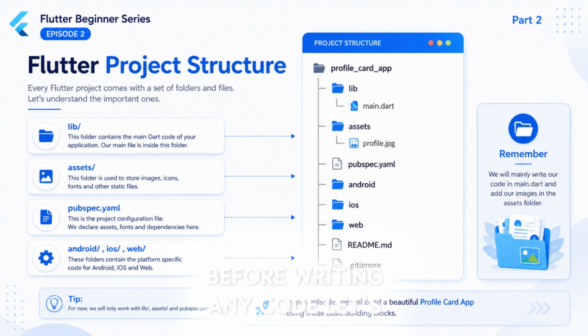Before writing any code, let's understand the Flutter project structure. We'll mainly work inside the lib folder, where our Dart code lives. The Assets folder stores images and icons, while pubspec.yaml is used to register assets and manage dependencies.